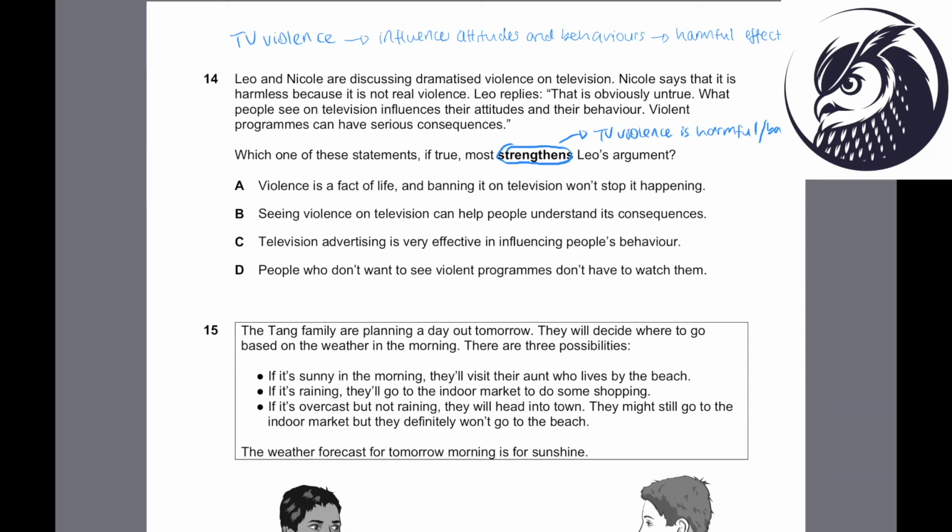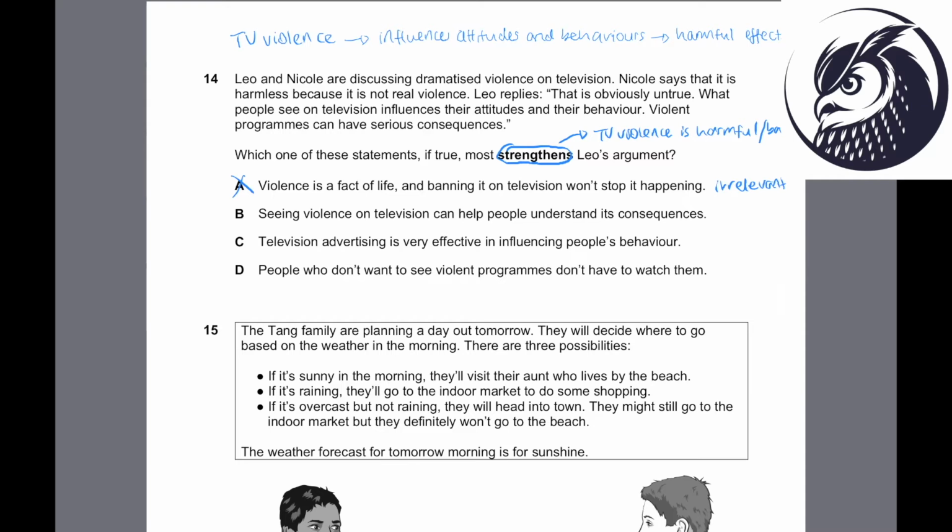Right, so let's have a look at option A first. It says, violence is a fact of life and banning it on television won't stop it happening. So remember, we're trying to strengthen the argument that TV violence can have harmful effects. It's not really whether banning it on TV will stop it from happening. So option A is kind of irrelevant to the argument, okay? So we're gonna cross it out because it's irrelevant. It's not really supporting the fact that TV violence can lead to harmful effects. It's simply saying, banning on TV won't stop it from happening. It's a bit irrelevant.